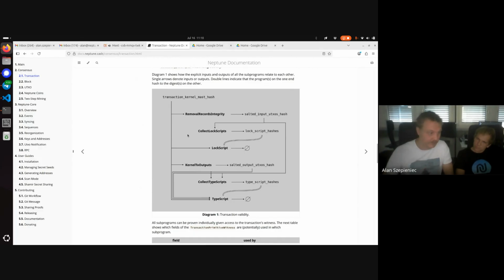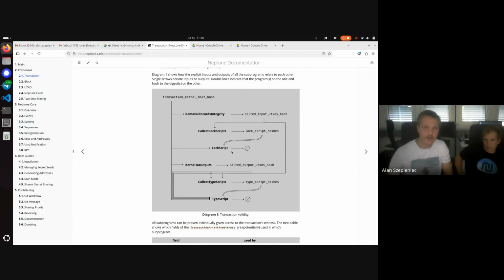Collect lock scripts iterates over all the UTXOs on the input side, and not on the output side, only on the input side, produces a list of lock script hashes, and then you still need to produce a proof for every lock script hash in order to establish ownership. Absolutely, yeah, and this lock script proof functions like the signature does in Bitcoin. It is the owner's assent, agreement to not just the funds being spent, but to this specific transaction.